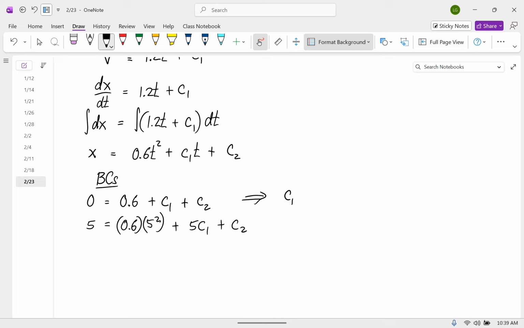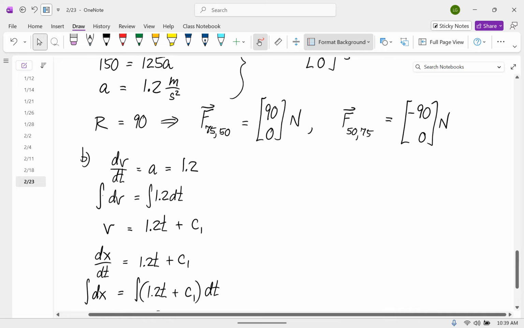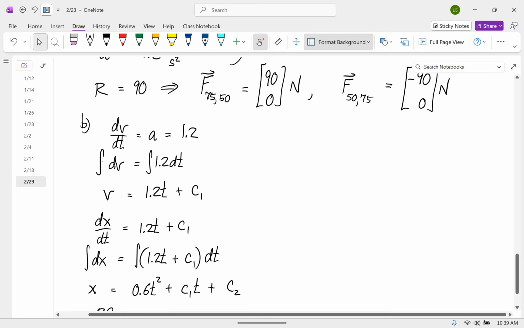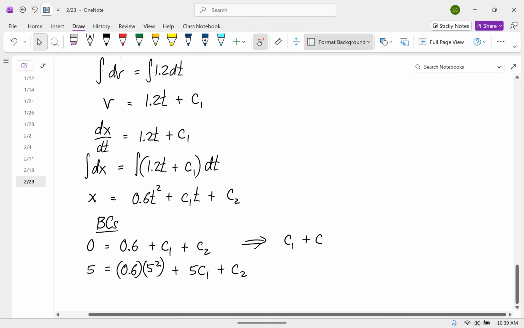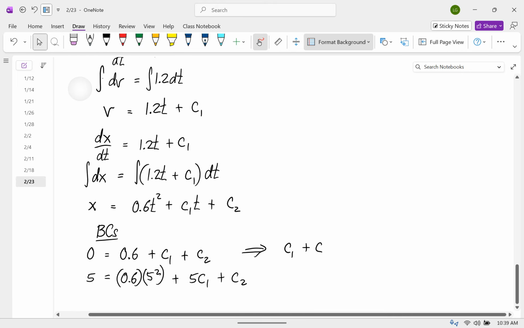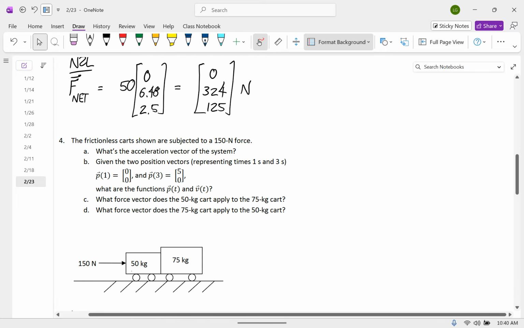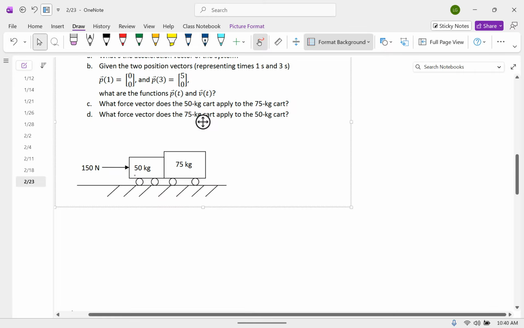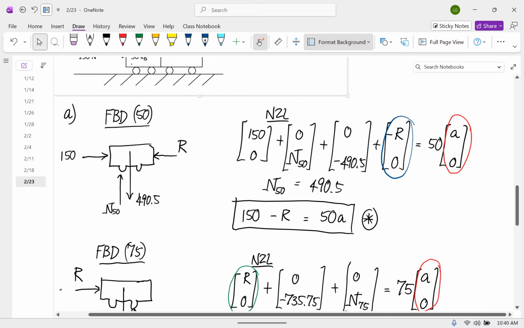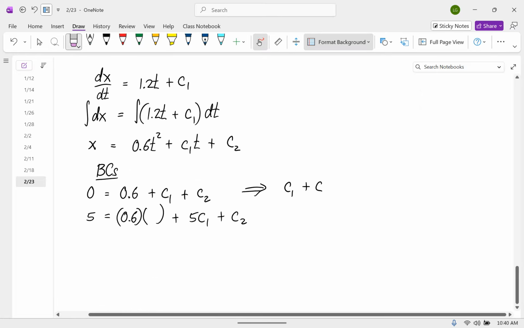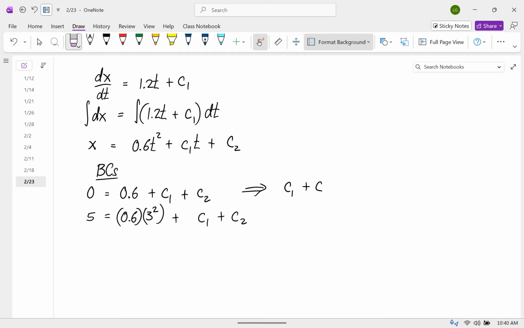It's supposed to be 3 squared plus 3c1. Aren't those 5's 3? It equals 5, but the t's are 3. Yes, time 3 and then position 5, instead of time 5 squared. Thank you. Okay, so the time is 3, the position is 5. 3 squared, this should be 3.